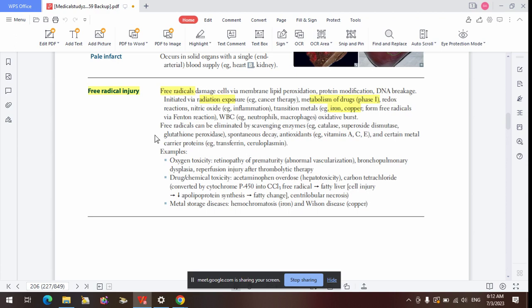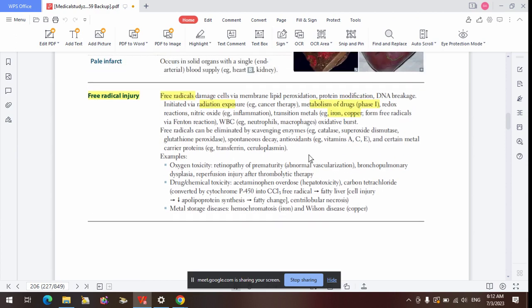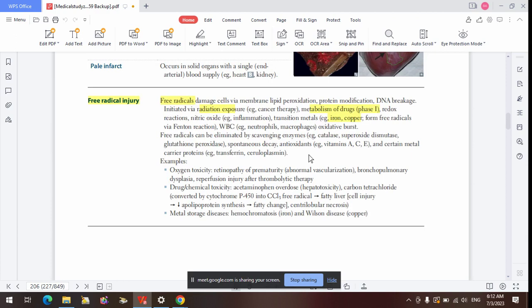And we said there are some mechanisms that are set aside to help us take care of those free radicals. We said some of them can undergo spontaneous decay. There are scavenging enzymes that can mop them up, like catalase and glutathione peroxidase, that can break them down. We said that some antioxidants also neutralize them, like vitamins A, C, and E. Then we said for metals like iron and copper, we have some carrier proteins like transferrin and ceruloplasmin that help us transport them and keep them out of circulation to prevent generation of these free radicals.